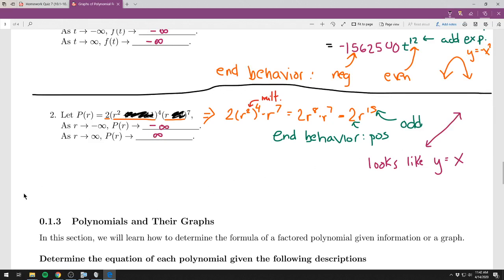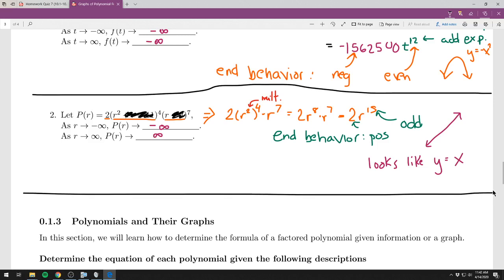All right, but as far as these go, it's really what you want to do. You're essentially bypassing having to multiply all this out by just doing the leading term thing.